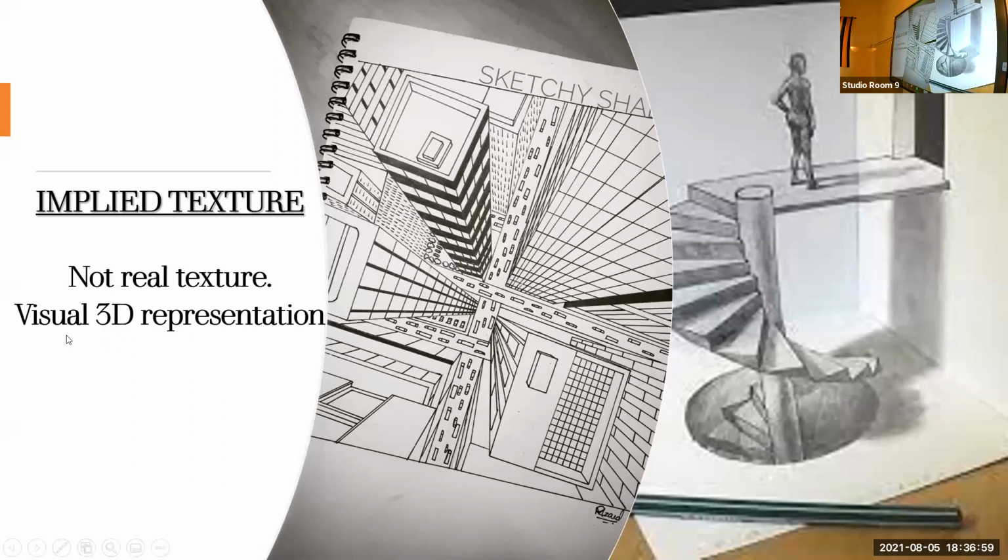Okay. And if we do the same on a particular brick surface or a cemented surface or any textured surface, and if we scratch a pencil or charcoal above it, another texture or visual texture will be created. So that is implied texture. Okay.